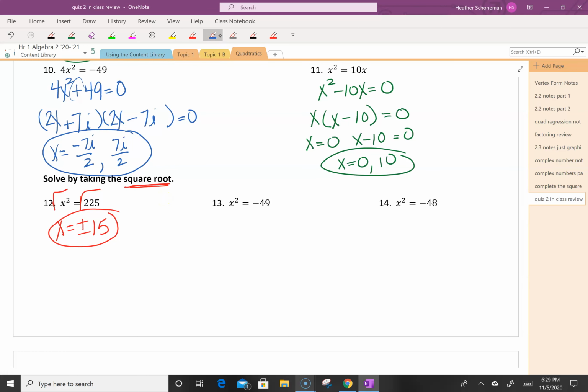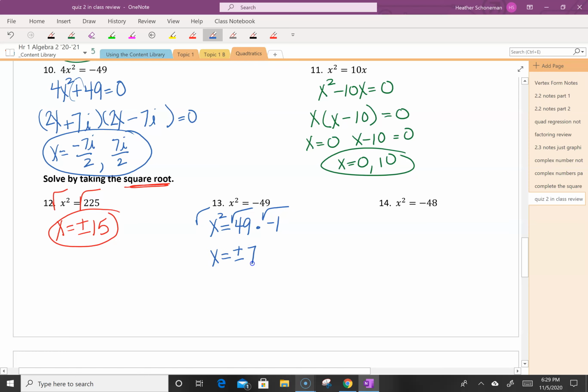On the next one, I've got x squared equals negative 49. Because it's a negative, I'm going to rewrite it as 49 times negative 1. Now, I'm going to take the square root of everything. The square root of x squared is x, the square root of 49 is plus or minus 7, and the square root of negative 1 is i.